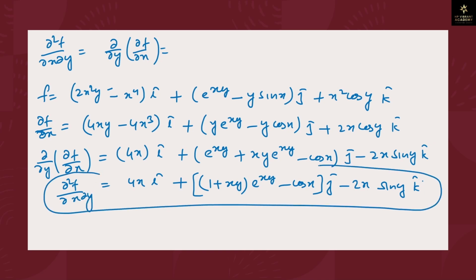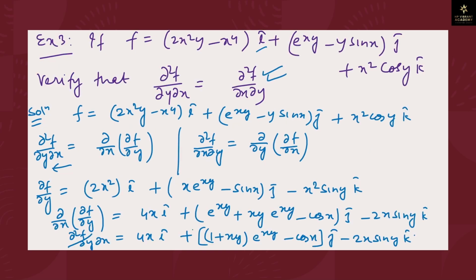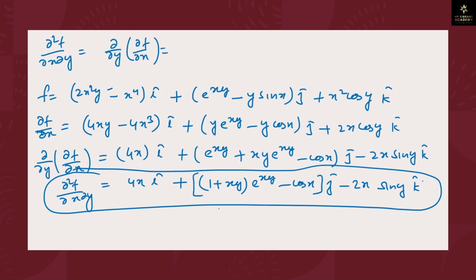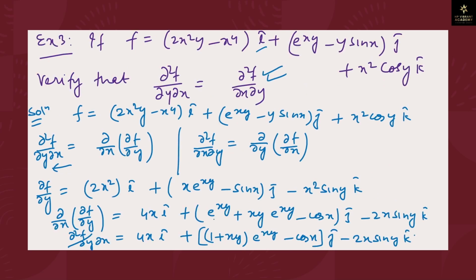Okay, so let us compare both the expressions. So we have 4x here. The coefficient of i cap is 4x. Similarly, 1 plus xy e to the power xy minus cos x.